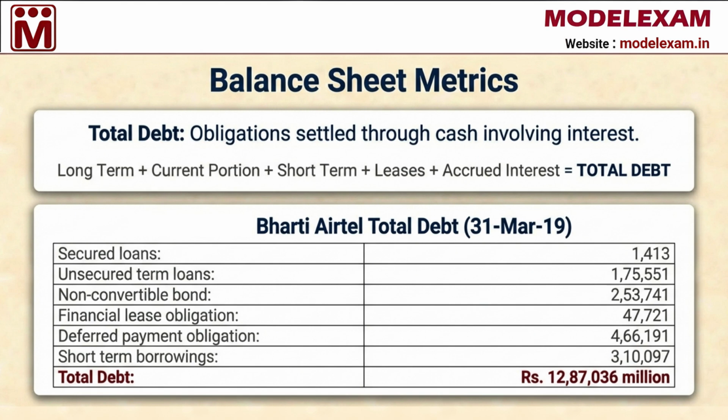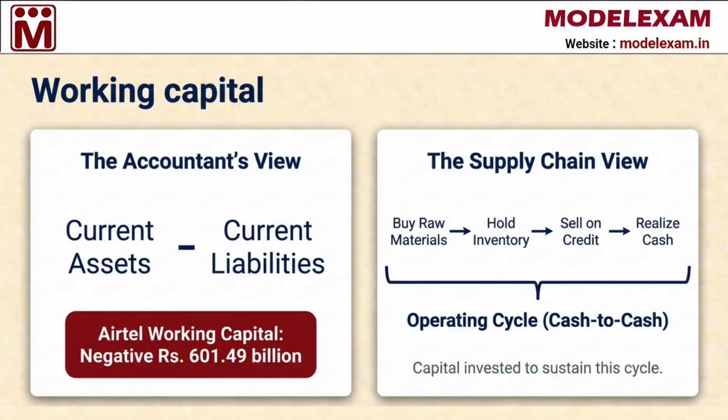Since the standard format has limitations, analysts calculate specific balance sheet metrics. The most important is total debt. The balance sheet splits debt across different lines, so we must add them back together. We take long-term debt plus the current portion plus short-term debt plus lease obligations plus accrued interest. This gives us the true picture. For Bharti Airtel, if we sum these up, the total debt comes to rupees 12,87,036 million.